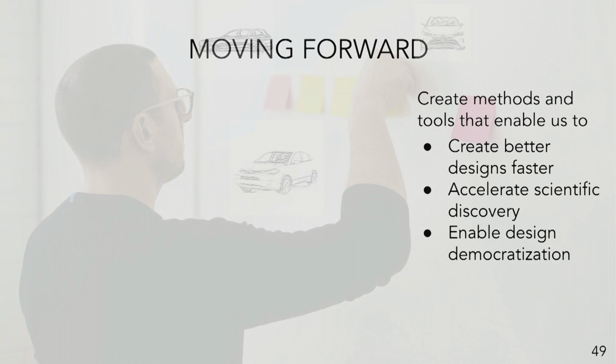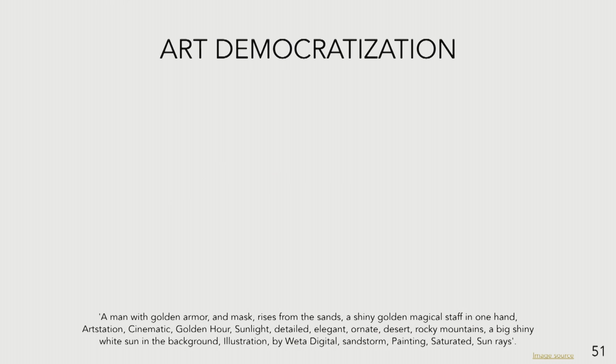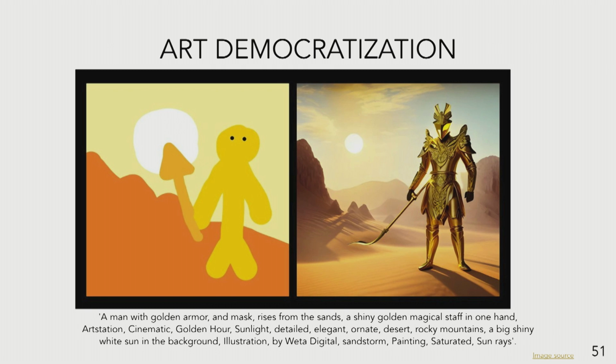So moving forward, we talked about creating better designs faster and accelerating scientific discovery. I just wanted to wrap up by saying that, in some sense, I can't write poems. My wife can vouch for it. But I asked a generative model to write a poem about kinematic design, and it came up with: robotic arms with joints so fine, move with grace in a straight line. Amazing work, right? Similarly, like art, you can draw a doodle, and it can come up with very nice art.